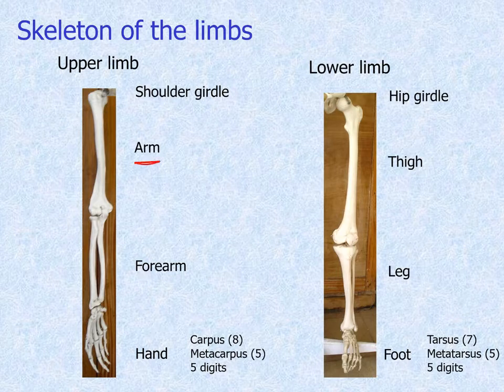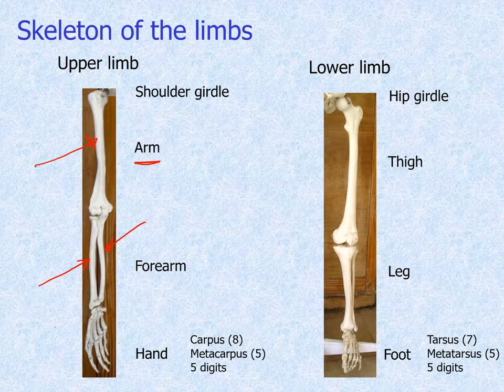In the arm of the upper limb, there is one bone, which is called the humerus. In the forearm, there are two bones. In the anatomical position, the laterally placed bone is called the radius, and the medially placed bone is called the ulna.